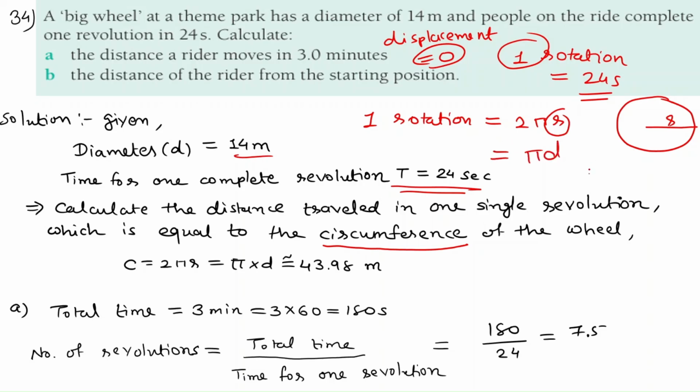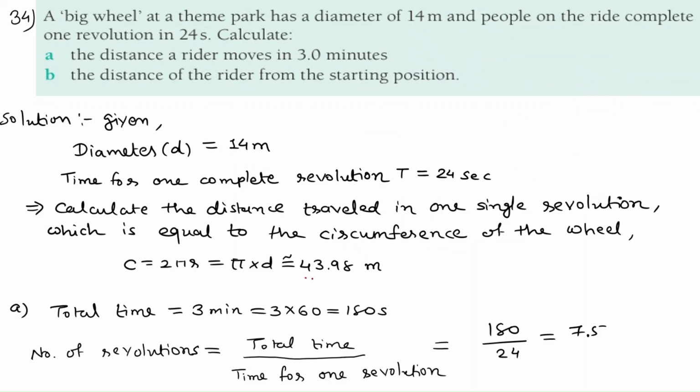Pi into d. D means diameter. Diameter is given by twice the radius. So here I take pi into d. Now the circumference is pi into d. D is 14 meter. So I get the answer 43.98 meter. Means the distance the person traveled in one rotation is this many meters.